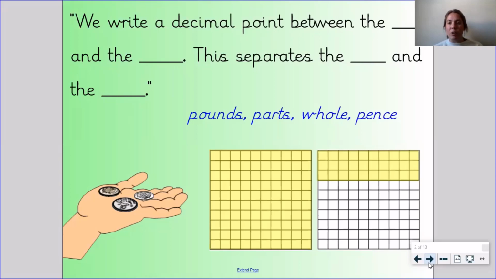So thinking about what we know about money, maybe using 100 square there, we write a decimal point between the whole and the parts. This separates the pounds and the pence. The sentence could actually be the other way around as well. We write a decimal point between the pound and the pence. This separates the whole and the parts. Still saying the same thing, isn't it?